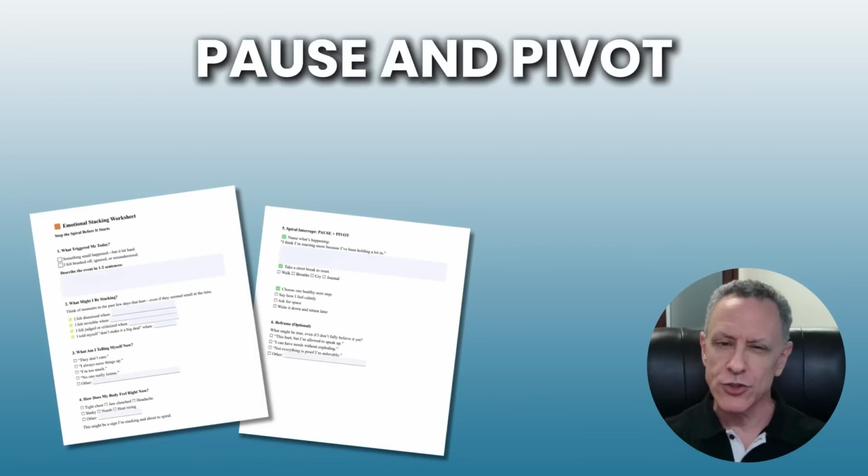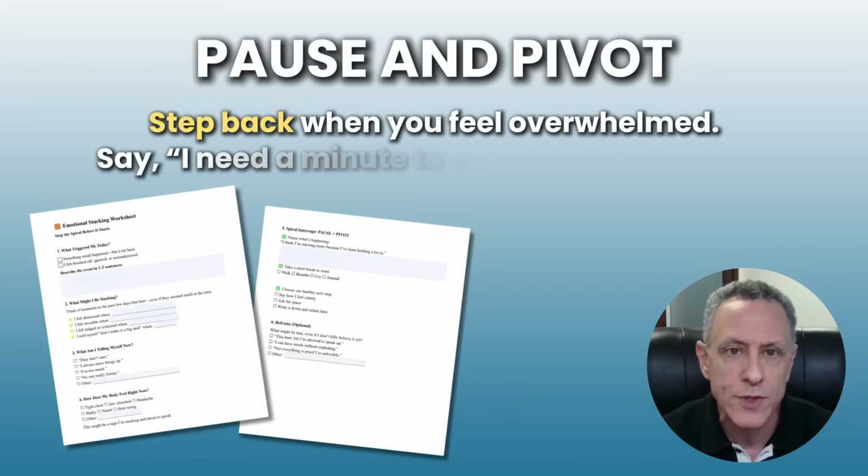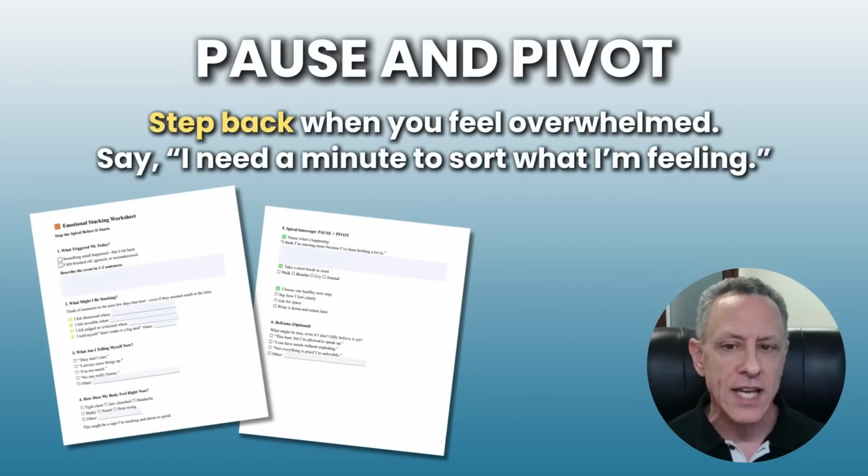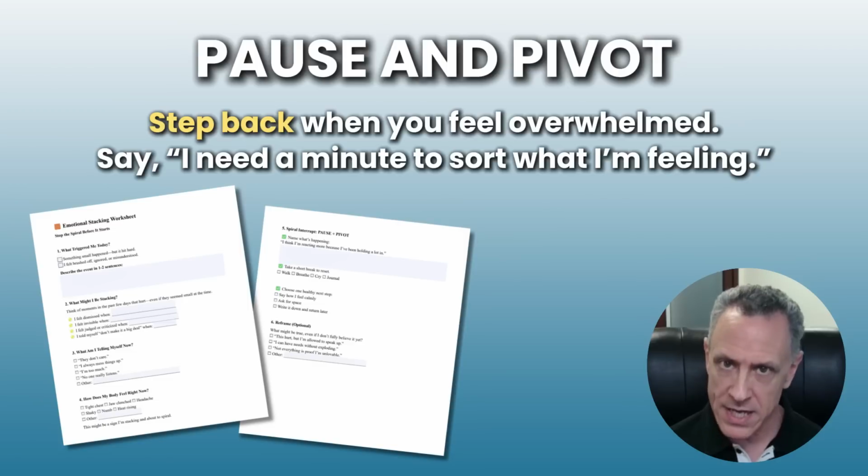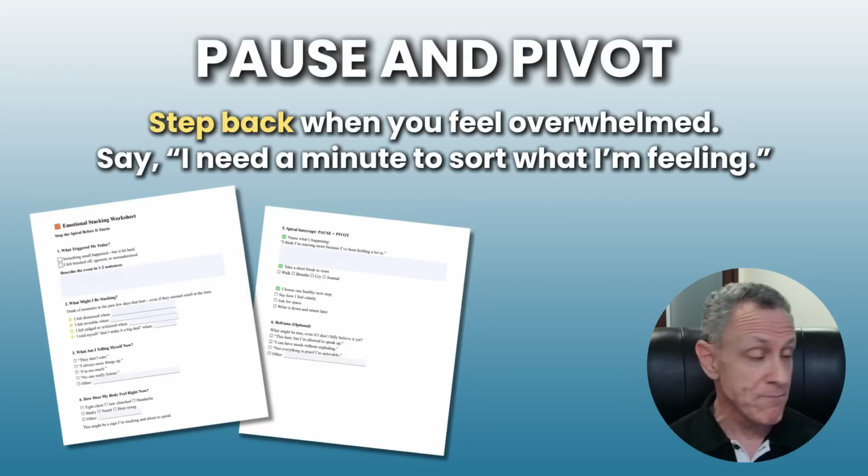Allow yourself time to learn this skill because you got to unlearn the light switch and move to a dimmer switch. With a dimmer, you have more control of the intensity of the light. A switch is either A or B. I want you on a dimmer switch. And pause and pivot. So I want you to step back when you feel overwhelmed, when you feel those activations. Say, whew, I need a minute to sort what I'm feeling.